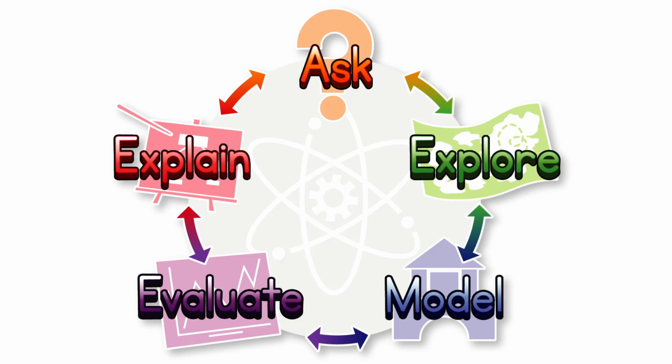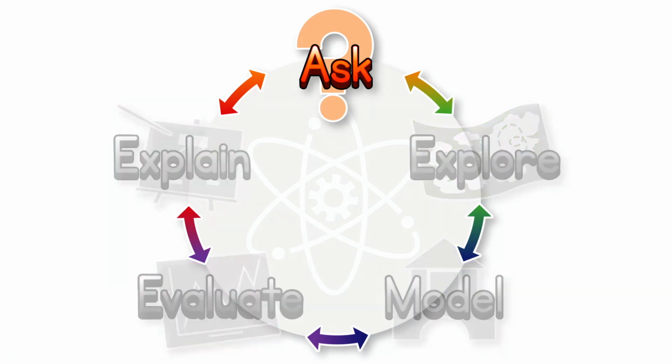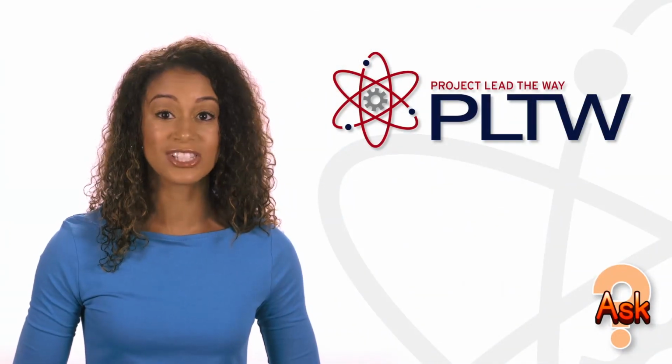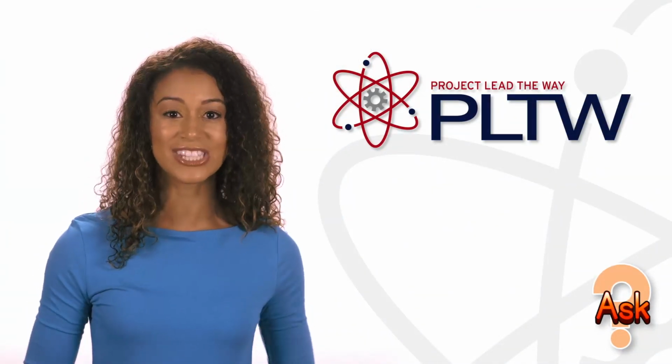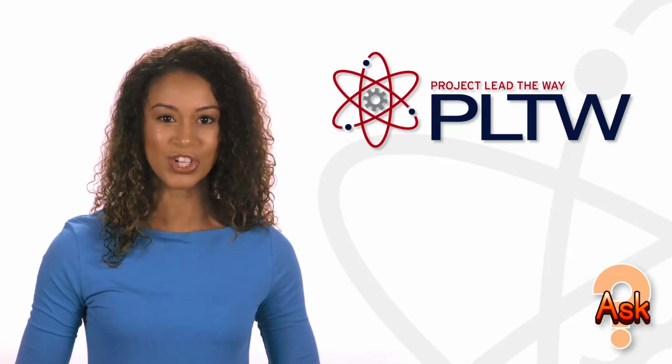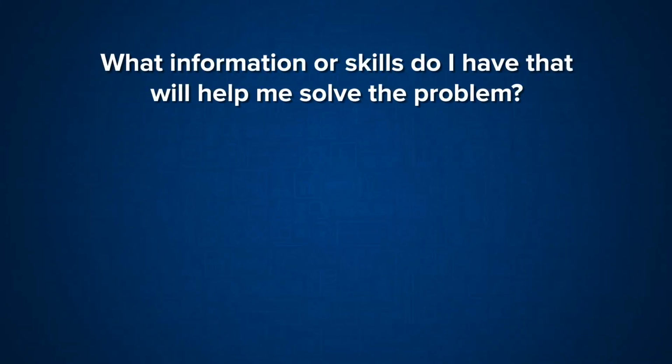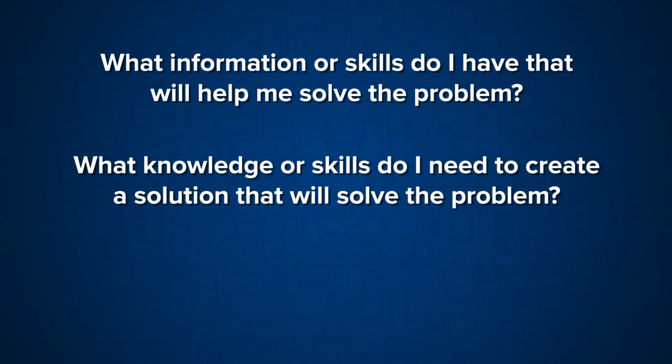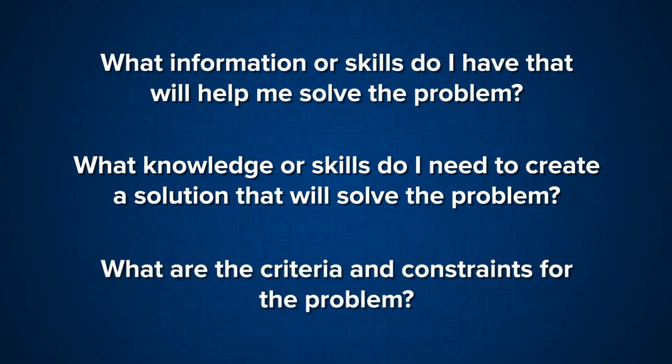The first step in using a design process is ask. It's important to understand the problem before you look for a solution. Engineers ask questions to decide what information or skills they need to be able to develop a solution. What information or skills do I have that will help me solve the problem? What knowledge or skills do I need to create a solution that will solve the problem? Another question is, what are the criteria and constraints for the problem?